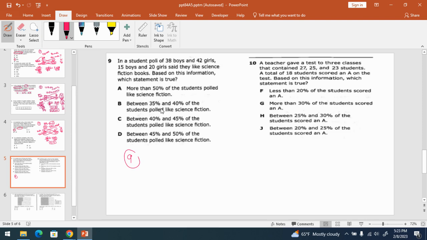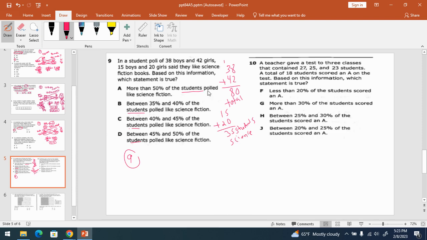So if you notice, they don't specify if you're a boy or girl. They just want to know students. Because of that, I'm going to have to combine them. So I'm going to go 38 and 42, that's 80 students. So this would be my total. Now 15 and 20 like science, so I'm going to go to the side over here also. 15 and 20, that's 35 students, but these are the ones that like science.